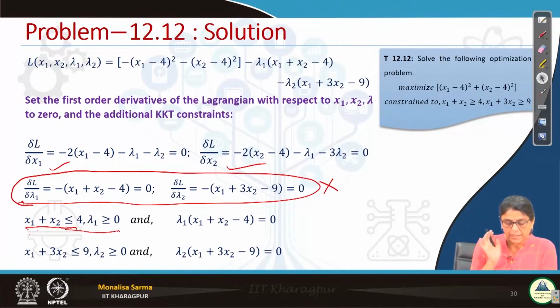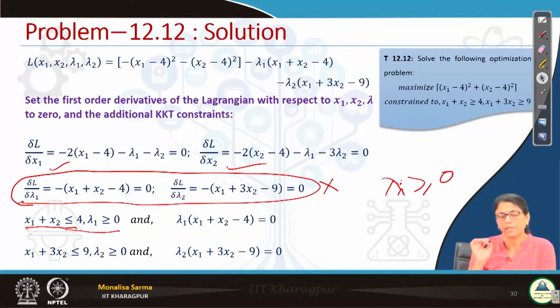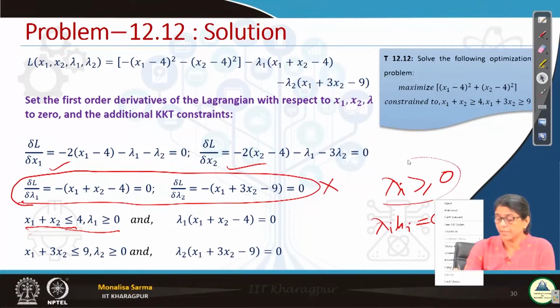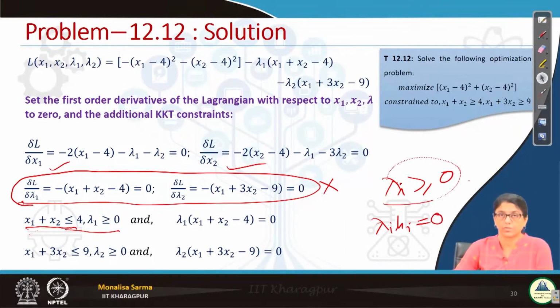Lambda 1, lambda 2 should be greater than or equal to 0. Lambda i should be greater than or equal to 0. This is one KKT constraint, along with whatever the constraint specified. Then another one is lambda i xi equals 0. This is one KKT constraint, lambda i xi equals 0, and then hi equals 0, and then lambda i greater than or equal to 0. These are the different KKT constraints, isn't it?